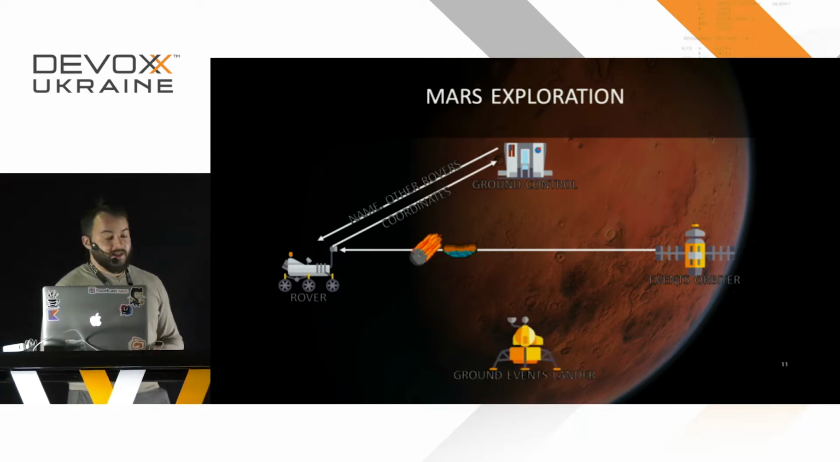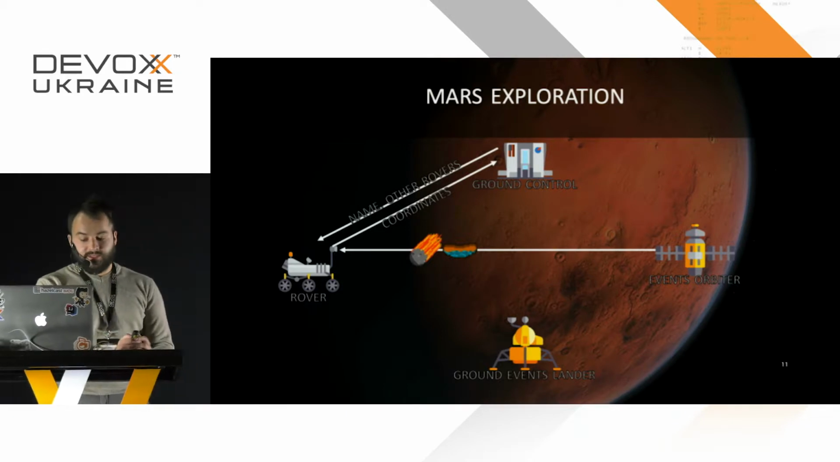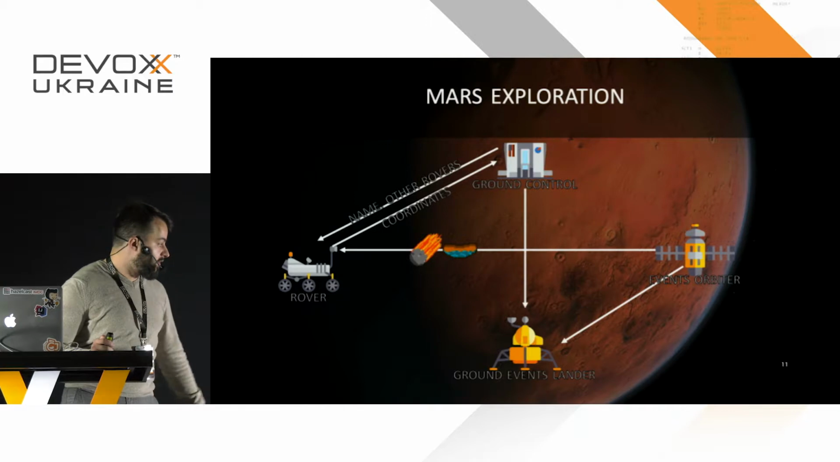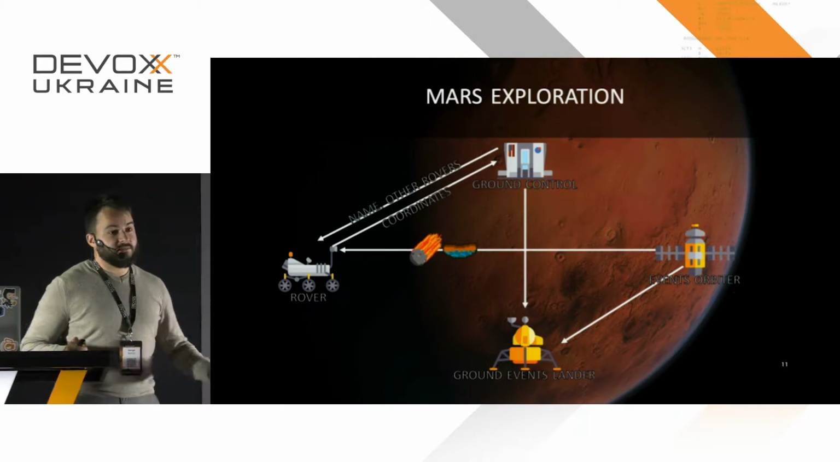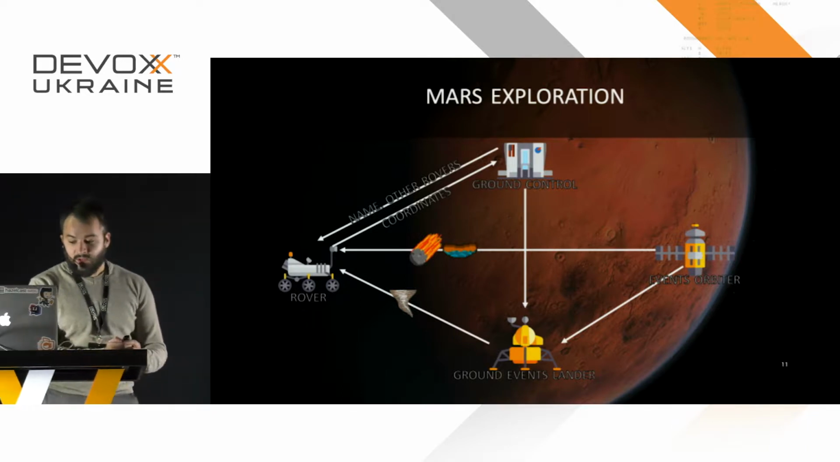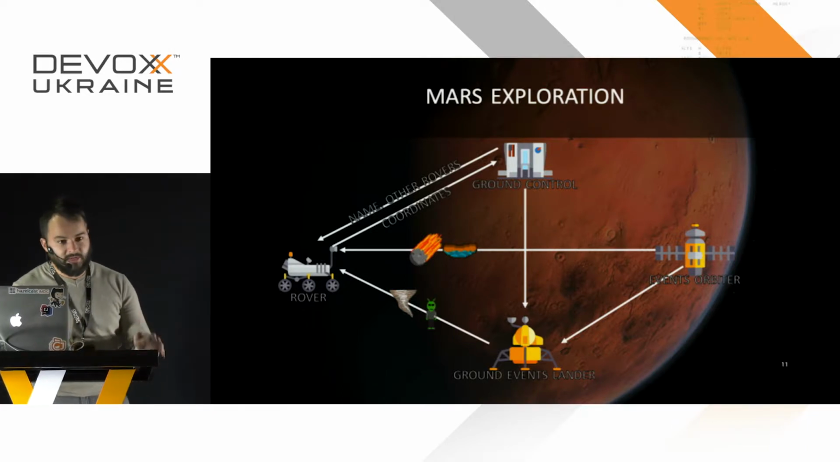And we also have a lander that, using the coordinates from the event rover and the coordinates of our rover, will send some ground events to our rover. It could be a dust storm, or it could be some alien form of life.